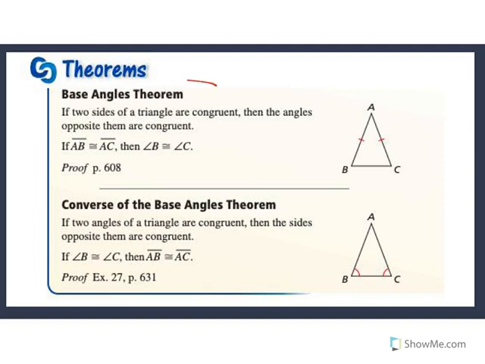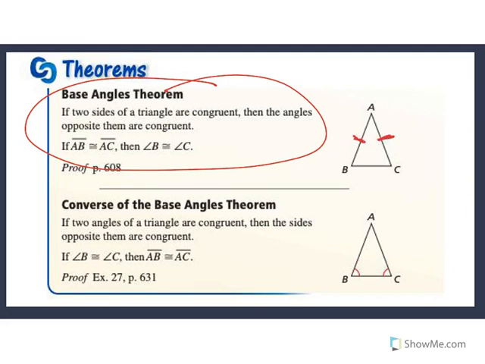So our base angles theorem says that if we know that these two sides are congruent, because we've got the little red 1 mark and 1 mark, then the base angles, or the angles opposite the sides, are also congruent. So the angles, not the angle that the two sides make up, but the other two angles.